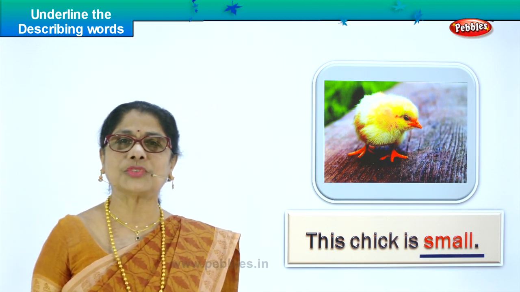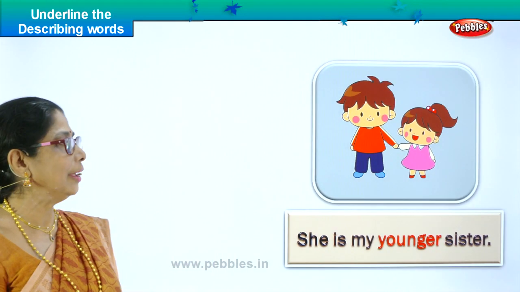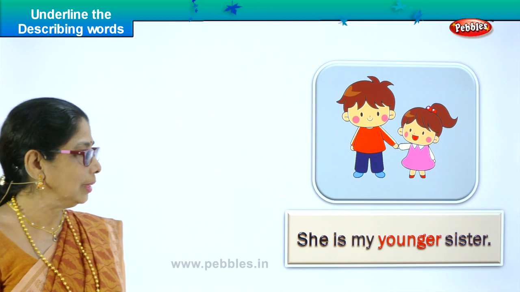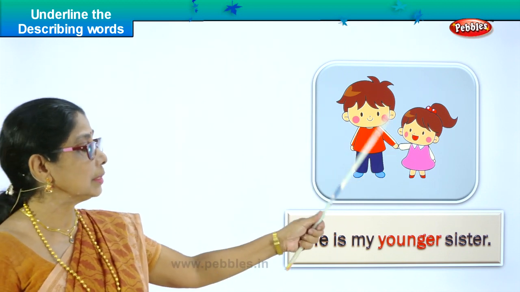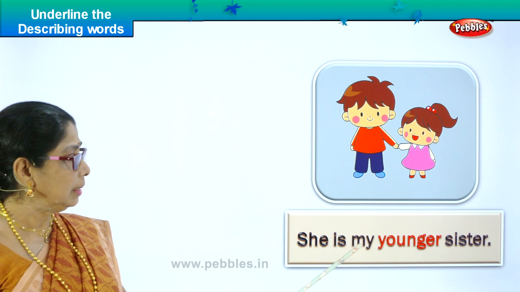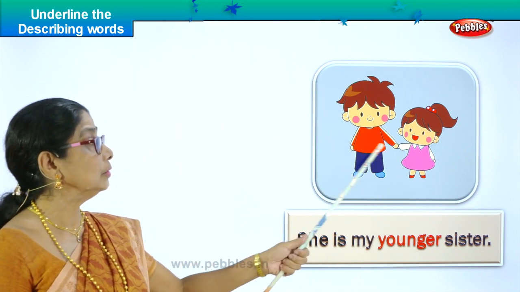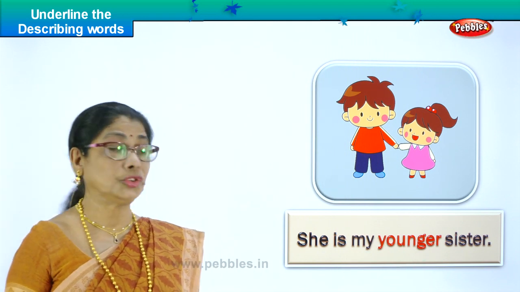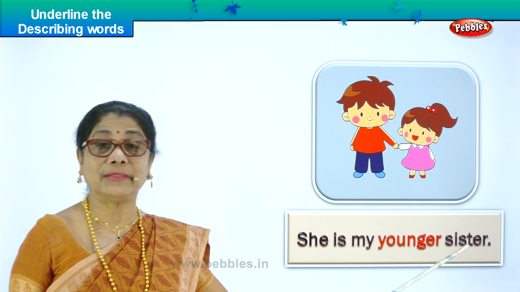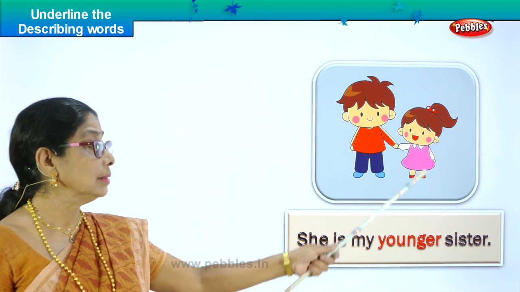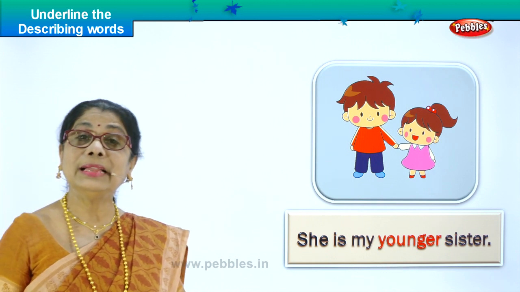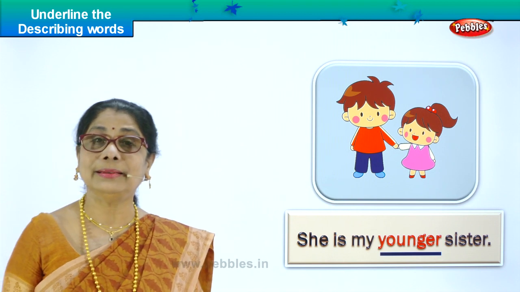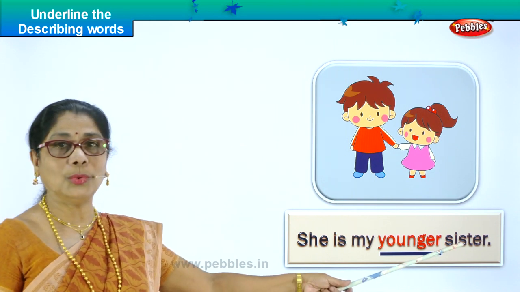Let's take another picture. Look what you have. There's a little girl, a brother and a sister. And what did the boy say? She is my younger sister. What does it say? She is my younger sister, or she is my small sister. So it describes the sister, whether she is older or younger. This is younger. So the word younger is the descriptive word. We underline the word younger.